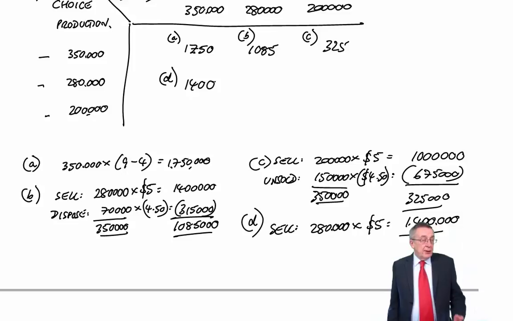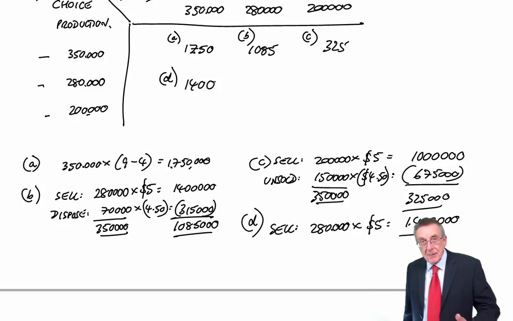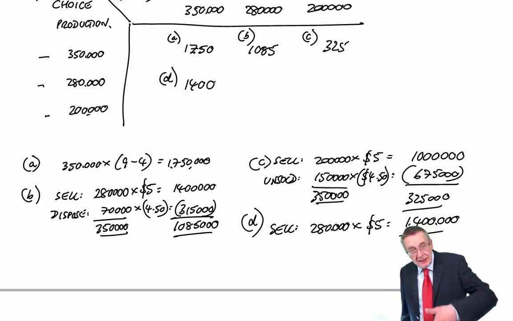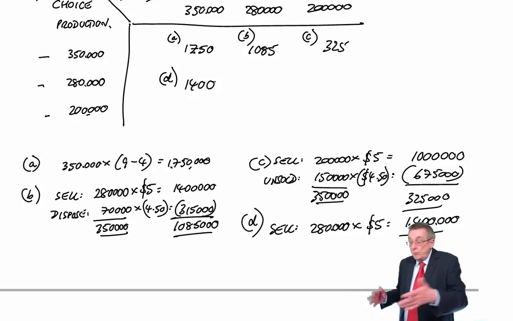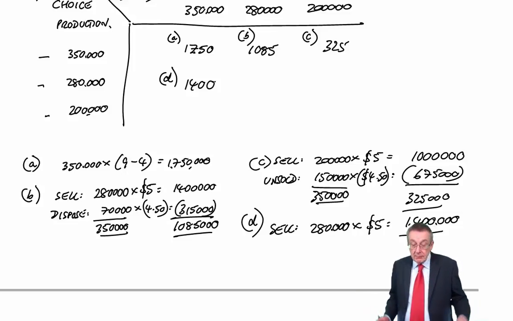But for I think the third time, you can never sell more than you produce. Produce 280, we'll sell 280. The other customers we just turn away. No revenue, no cost. There we are.